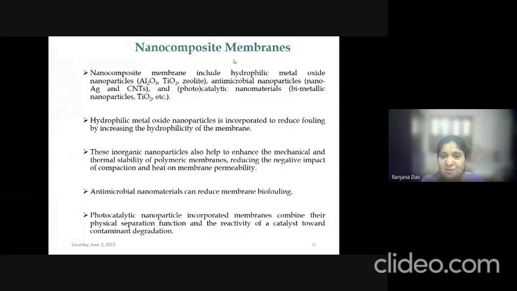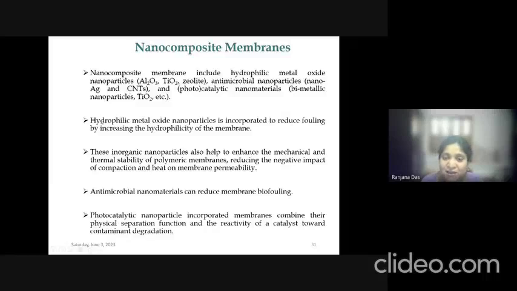During the casting process, in the casting dope, we are adding this material and after that we are casting the membrane. So what property enhancement is there if we are incorporating the nanomaterial? If TiO2 is incorporated, it will act as a photocatalyst. That means it will help us to degrade the persistent organic chemicals in presence of UV light.